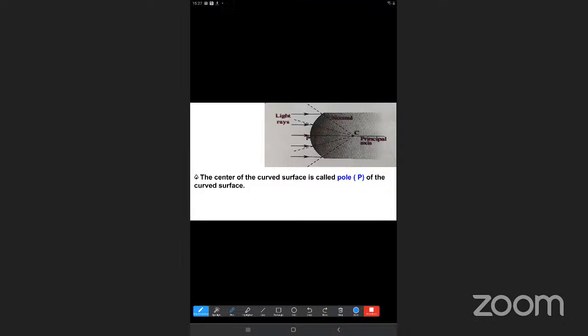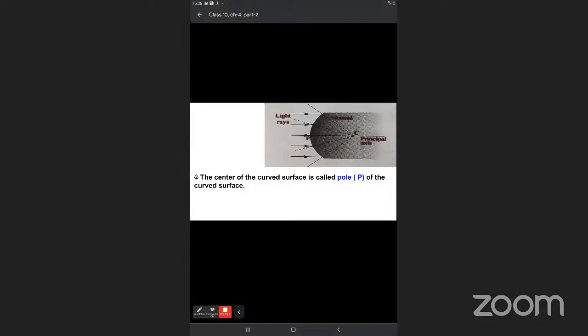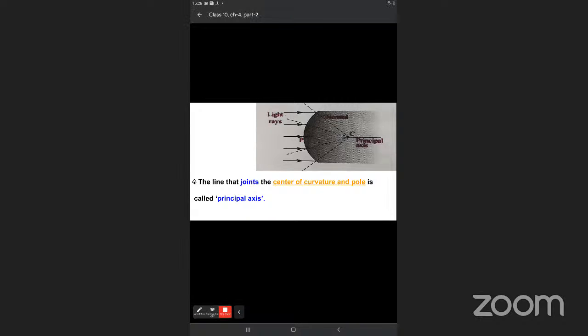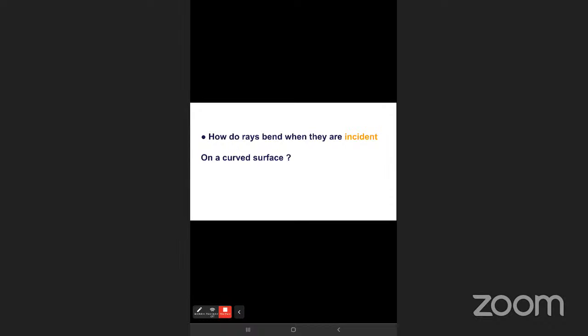Here the center of the curved surface is called the pole of the curved surface. It is denoted with letter P. The line that joins the center of curvature and the pole is called the principal axis. This is an imaginary line which passes through the center of curvature and pole. That is the principal axis here.